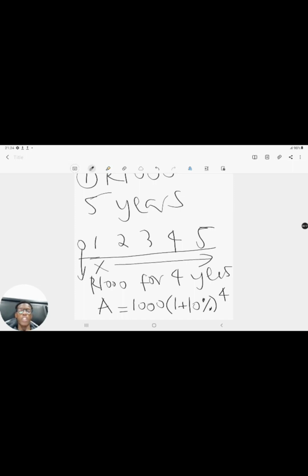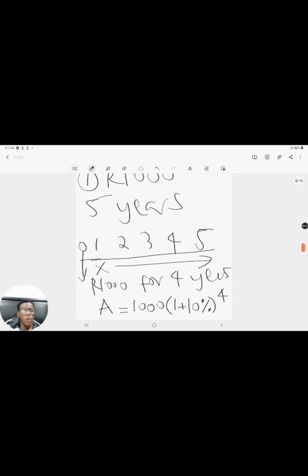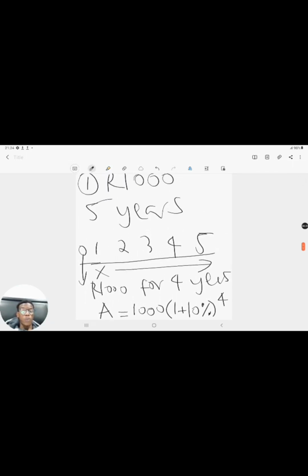Remember, we are working our way towards the future value formula so that it makes sense why we use it. I'm giving you a lot of context so that you understand why we use the future value formula, how we use it, and more importantly, when we should use it.